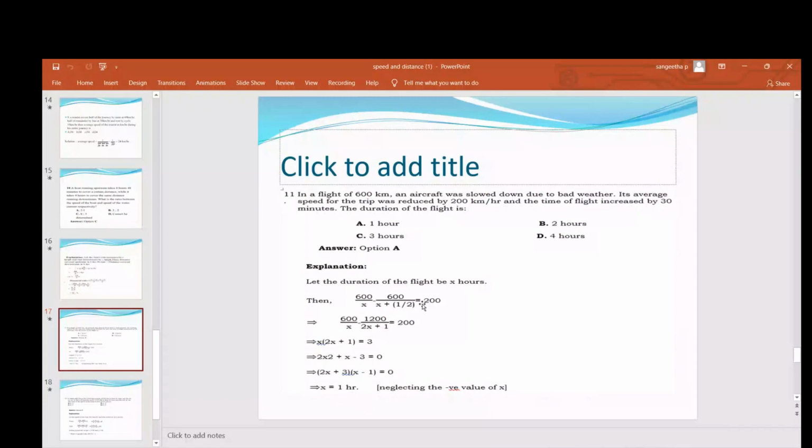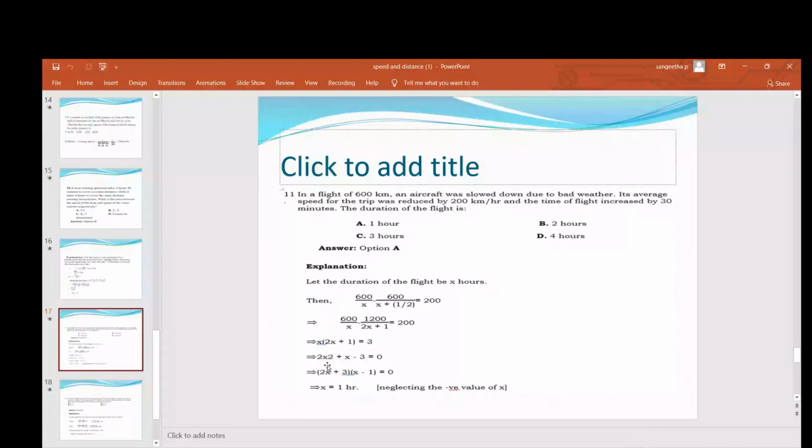So commonly simplifying this, I got 3. Then x into 2x plus 1 is equivalent to 3. So multiplying x with 2x plus 1, x into 2x, this is not 2x, this is 2x square, plus 1 into x, minus 3.